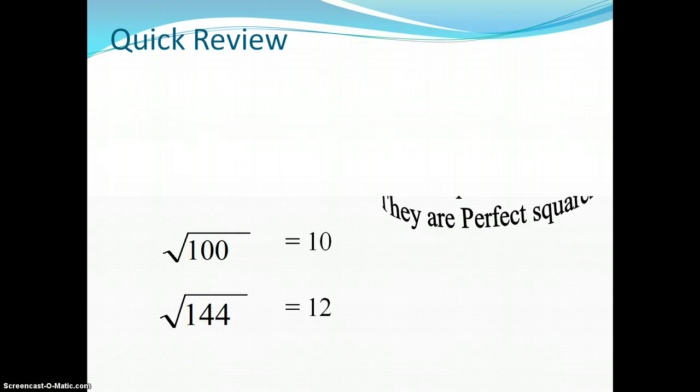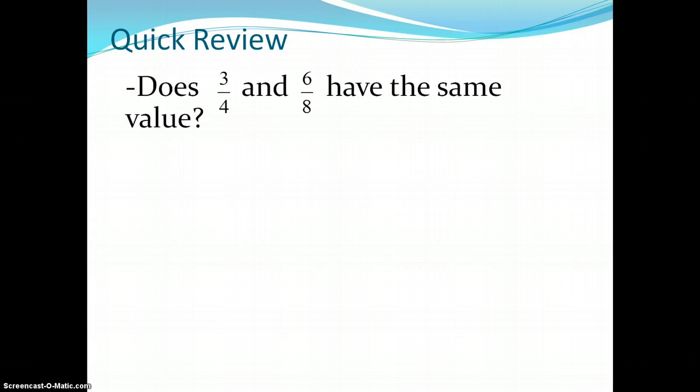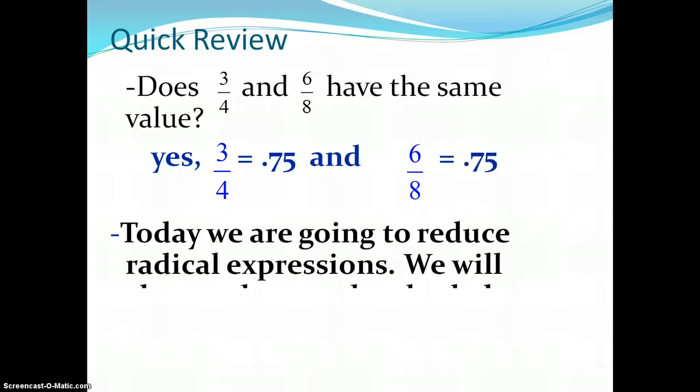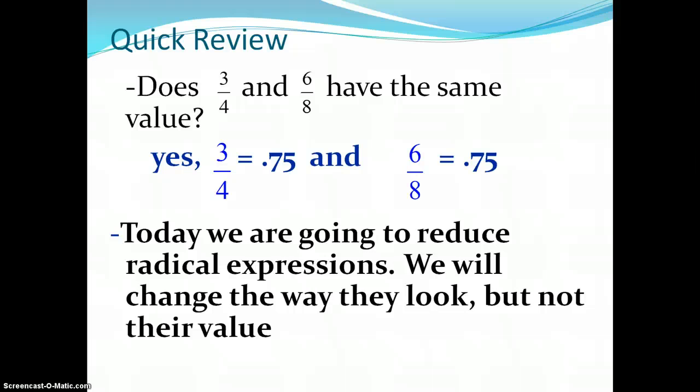Alright, take a look at the next thing. We've got the fractions 3/4 and 6/8. They look different, but do they have the same value? If you put them both in the calculator, you're going to find out they're both equal to 0.75. So we can do this with fractions, and we also can do it with radicals. We can take a radical and change the way it looks without changing its value.